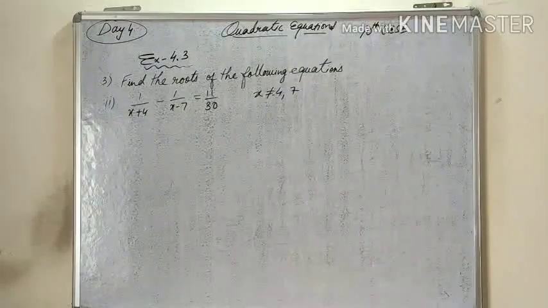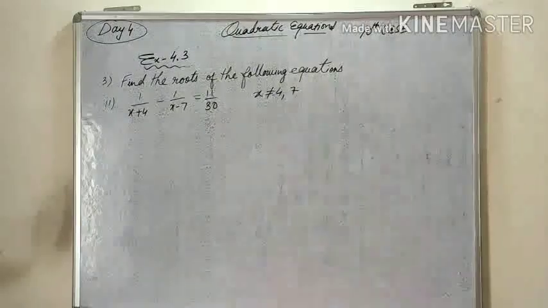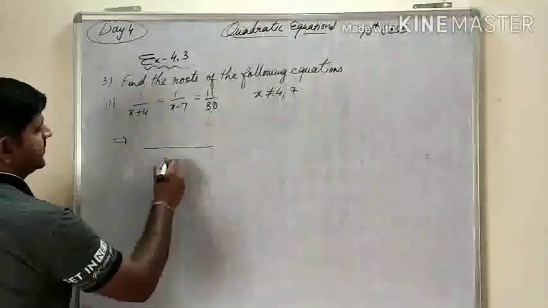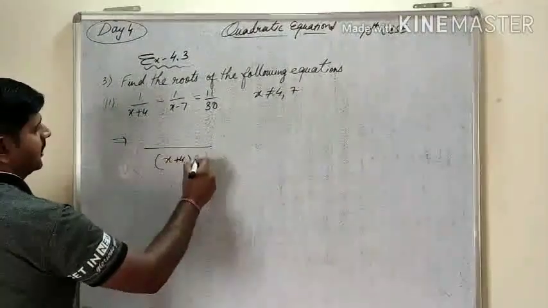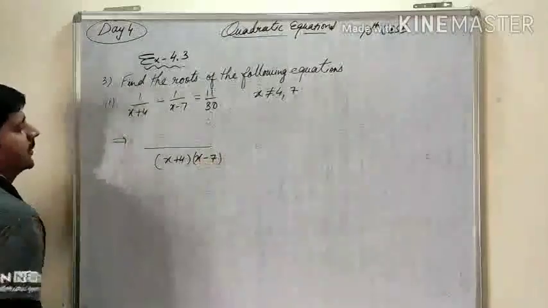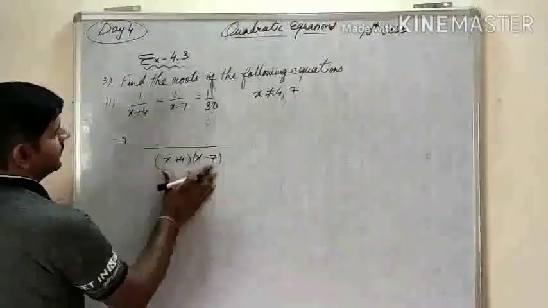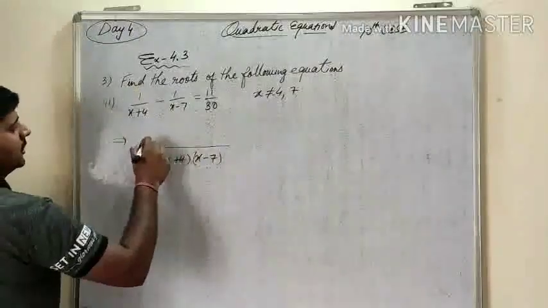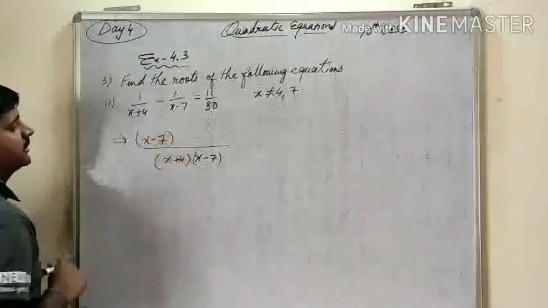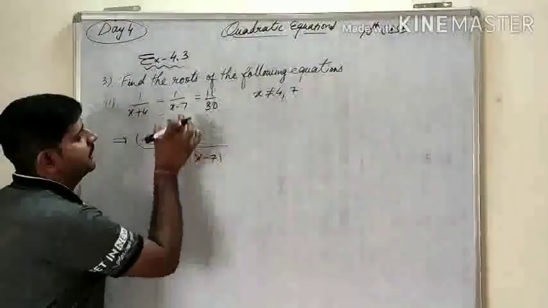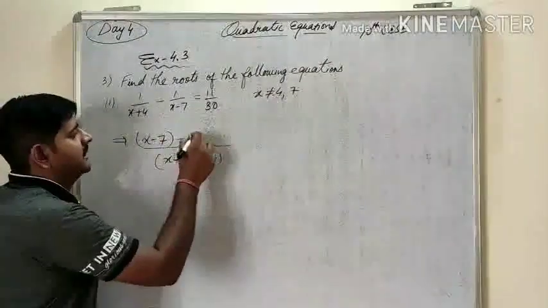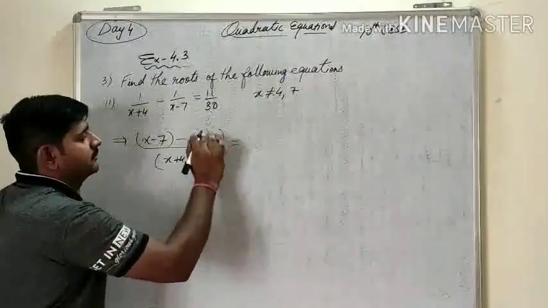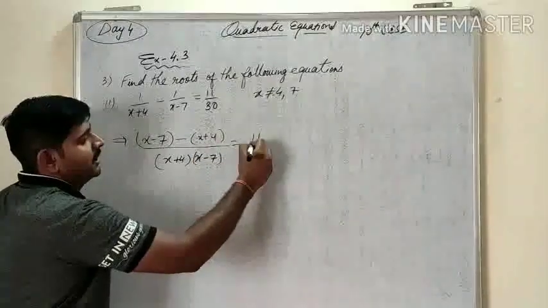First step is the same, taking LCM. The LCM is x plus 4 and x minus 7. If we divide the LCM by x plus 4, we will get x minus 7, and it will be multiplied by 1. So x minus 7 we will write. This will be divided by x minus 7, so x plus 4 we will get. And on this side, 11 upon 30.